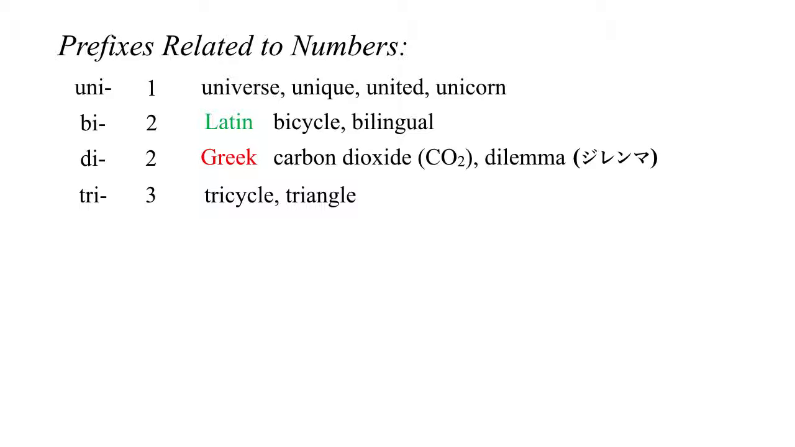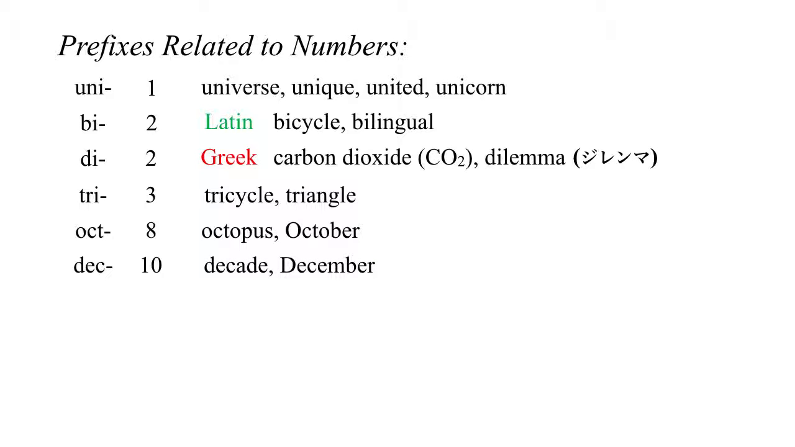Now I'm going to skip ahead to oct. Oct means 8, and you can see this in octopus, which has 8 legs or tentacles, and also in the month October. Now next we have dec. This means 10, and it's a very similar root in both Latin and Greek. You can see this in words like decade, which means 10 years, and also in the month December.